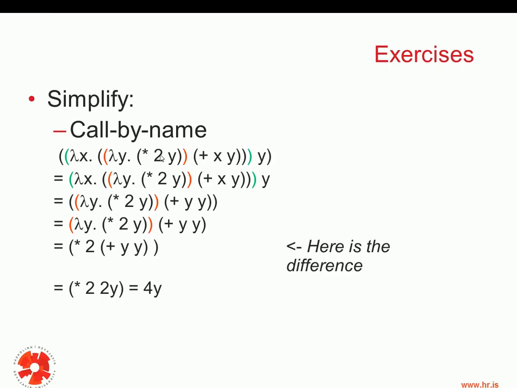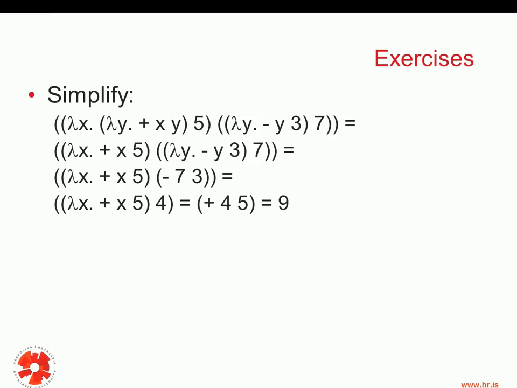Now the second one here is called by name, and I notice that I'm getting the same result, but the difference is that when I have an expression here, which is a function that expects two arguments, plus yy, instead of evaluating it, I delay the evaluation. So plus yy becomes an argument to this lambda abstraction. So I'm not evaluating the argument, I evaluate it as late as possible, but I get the same result.